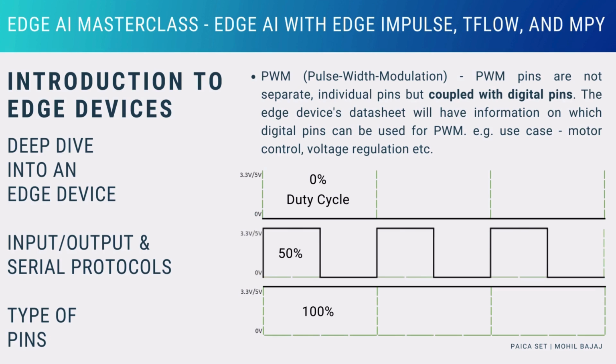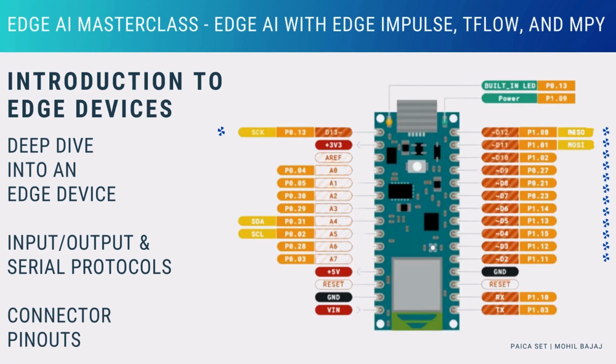And so, you can create almost any output signal voltage by modifying the duty cycle, thus making it similar to an analog signal. This working also explains why PWM pin is coupled with a digital pin. PWM pin is nothing but a digital pin with added circuitry to provide PWM functionality on the edge device. The device's datasheet will contain information about which pins have PWM functionality. On the pinout diagram, they are usually denoted by a tilde or the wave symbol.